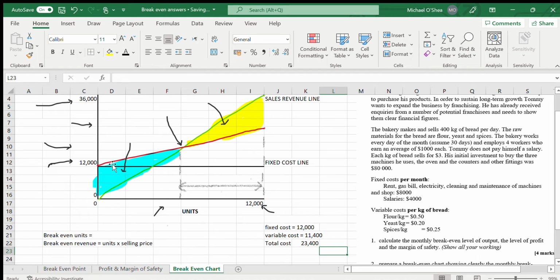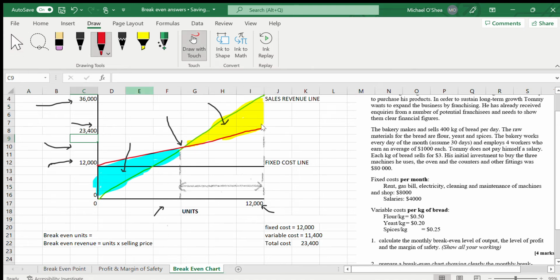Let's roughly work our way up to about 23,000 here. This is the point at which total costs can get up to 23,000. I'm going to have to show that here as a number. I failed to show that earlier. So 23,400 is approximately around here. So again, all you need to do is just have some form of a dot to show you that that's the maximum total cost can go up to.